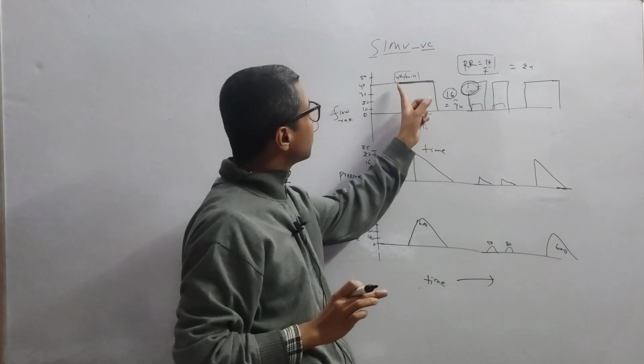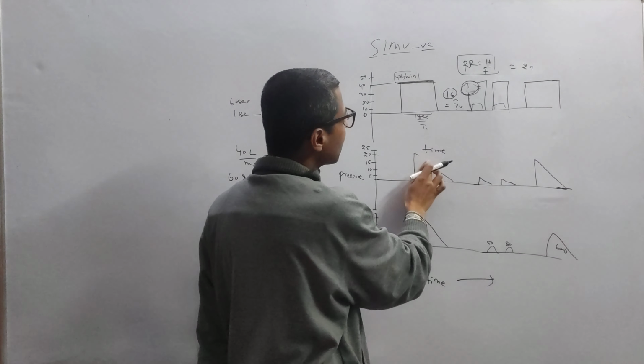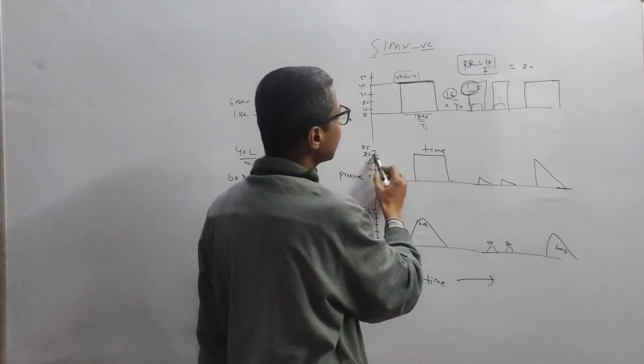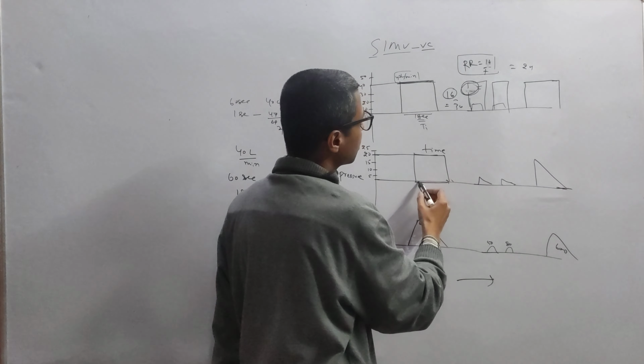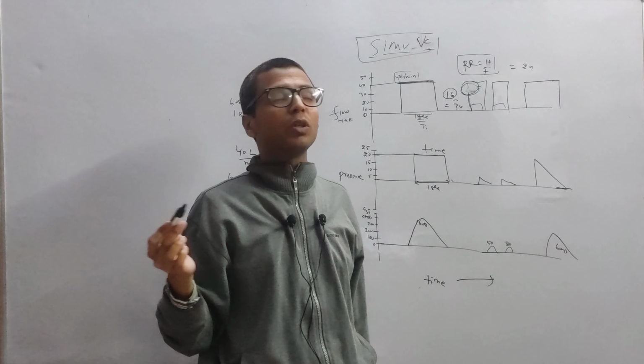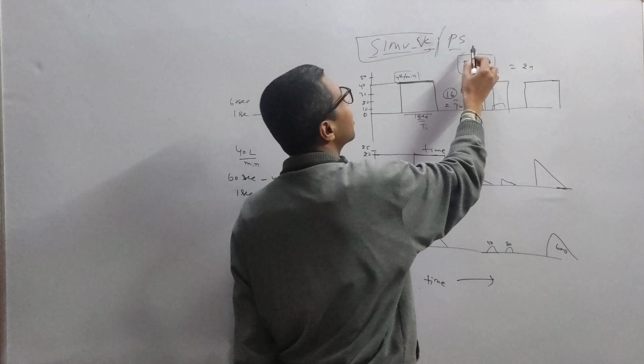If pressure had been constant, you would see a square graph here. It will be like this, because constant pressure would be delivered during the whole inspiratory time period. Let's say the inspiratory time is 1 second, so constant pressure would have been delivered if it were SIMV PC mode. But we generally don't use SIMV PC mode, we use SIMV VC mode, and even then we don't use pure SIMV VC mode. We use it with pressure support.